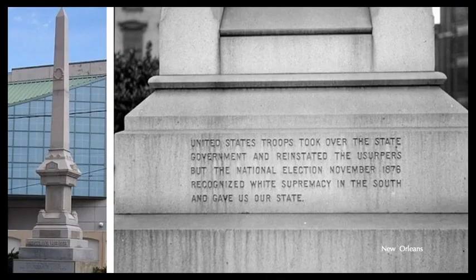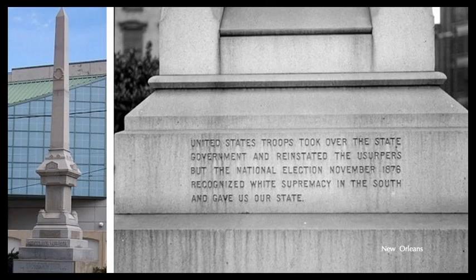A lot of these monuments contain not only funerary or heroic imagery, but they also have very specific kinds of language engraved upon them. Here in an obelisk monument in New Orleans, we see a very specific point of view articulated in this text, which reads, "United States troops took over the state government and reinstated the usurpers, but the national election, November 1876, recognized white supremacy in the South and gave us our state."